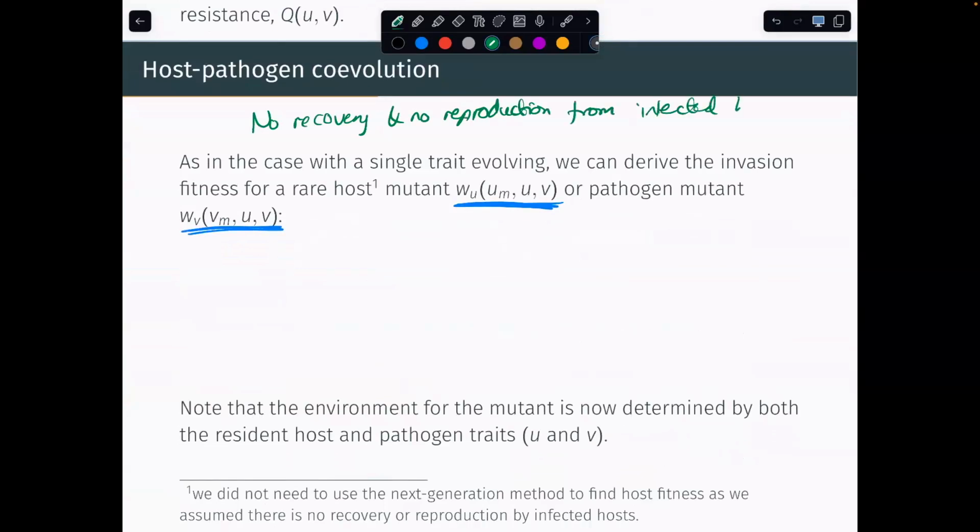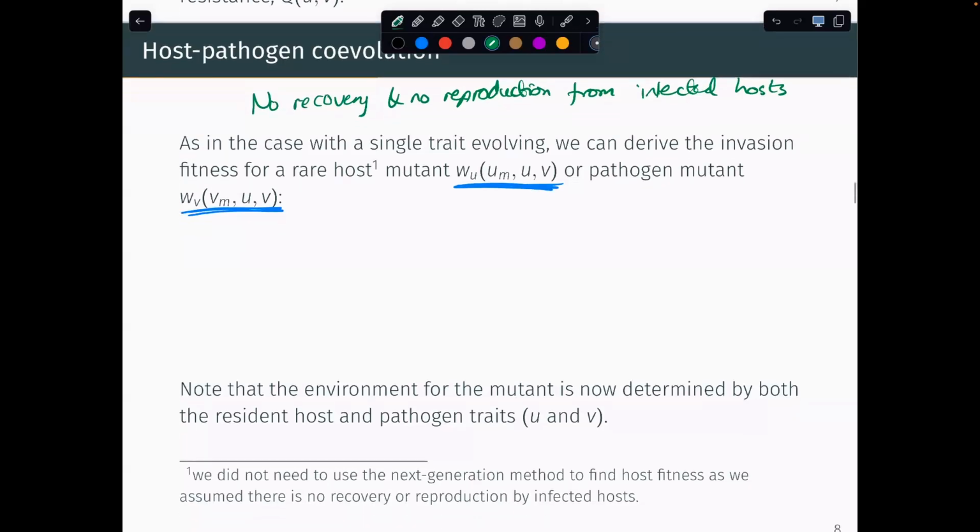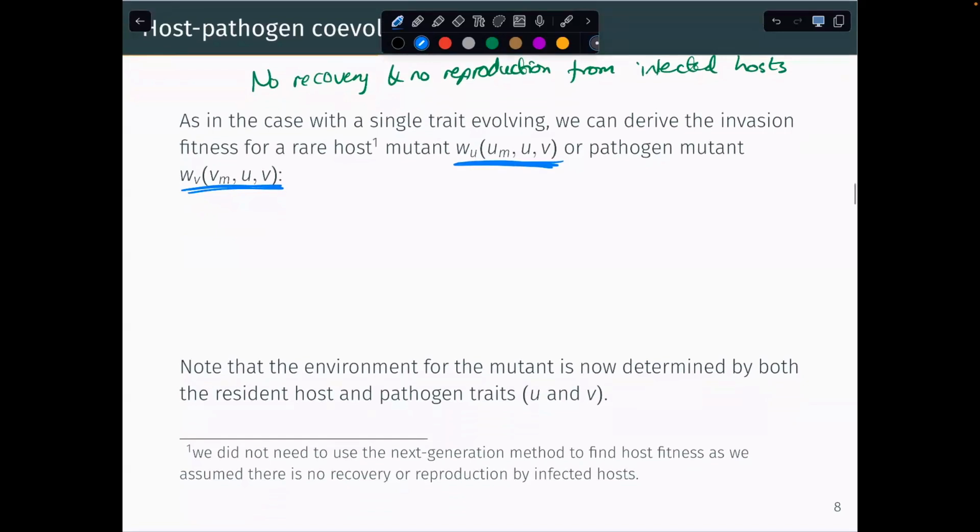Infected hosts. What does this mean when we want to write down our host invasion fitness? Do we need to use the next generation method or not? No. So in other words, our I is a zombie class. It has no contribution towards fitness, okay? So we can write down our invasion fitness for hosts.